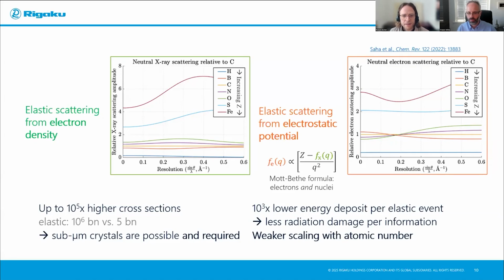I just want to say that the scaling of the interaction of electron scattering with the atomic number is weaker than for X-rays, which means that the relative visibility of light atoms with electrons is higher. And as we will see later on, this is quite useful when it comes to detecting light atoms and specifically hydrogens.